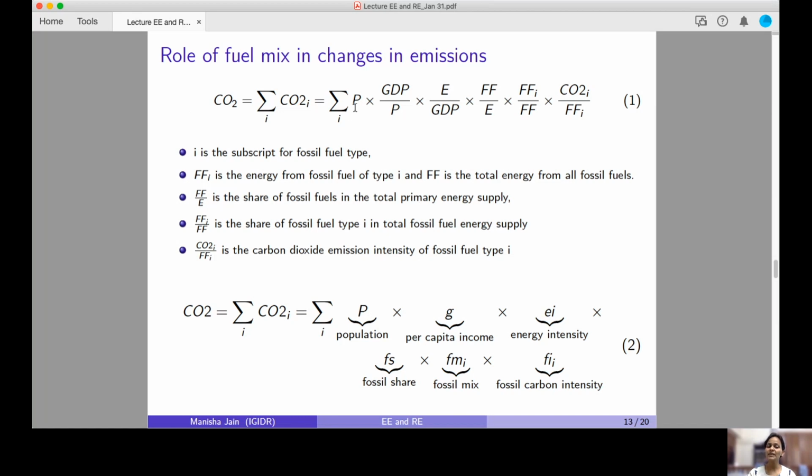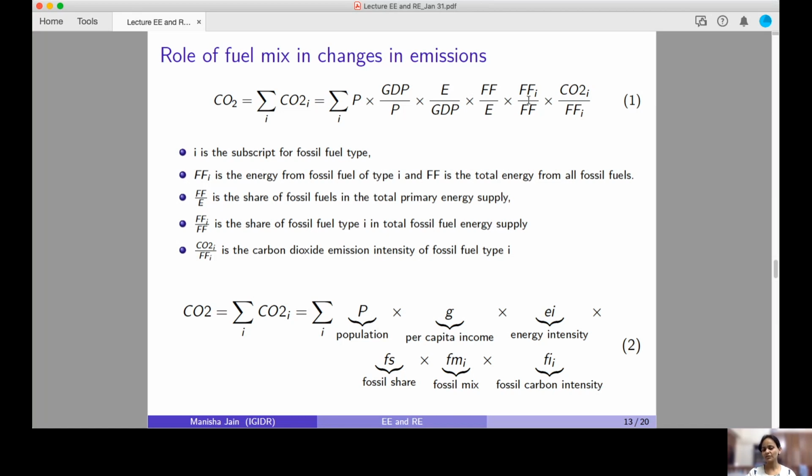What are these terms? P is the population, GDP per capita gives a sense of the overall income levels. E by GDP is the energy intensity. This is the total energy used, fossil, non-fossil, all primary energy used per unit of GDP. Now, FF is the energy from fossil fuels, and E is the total energy. So this term becomes the fossil share.